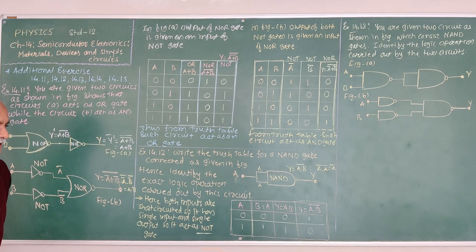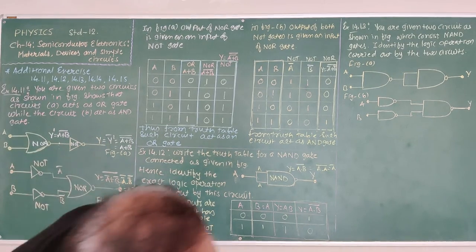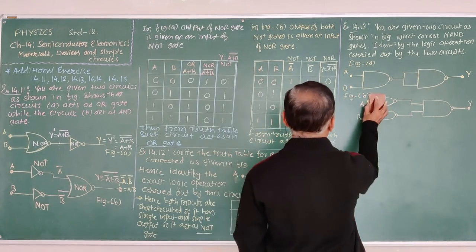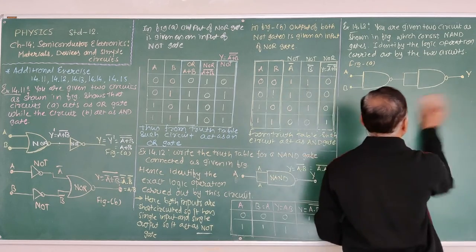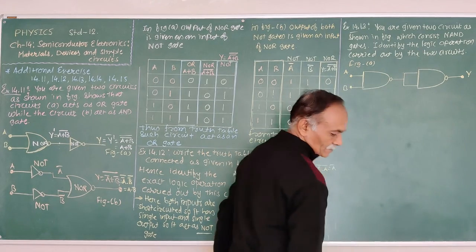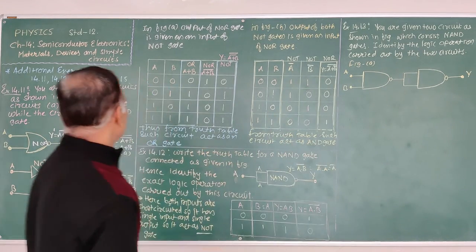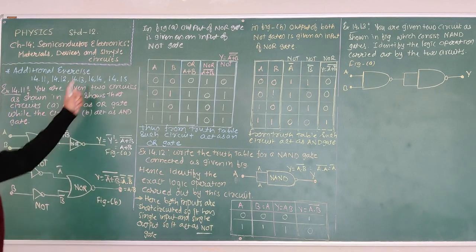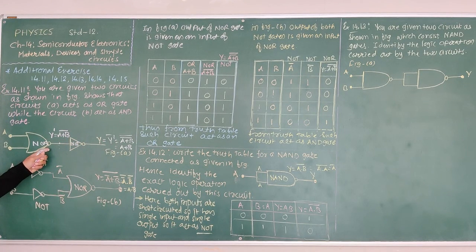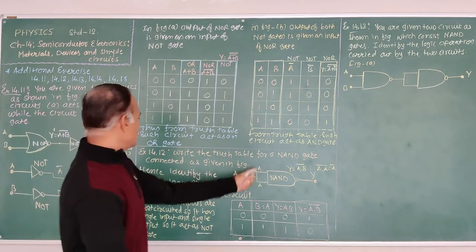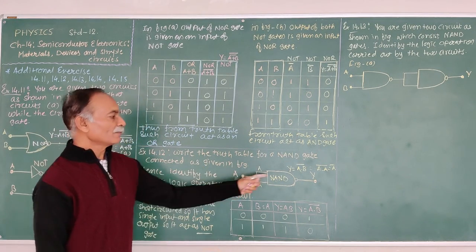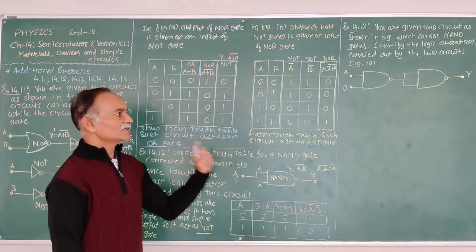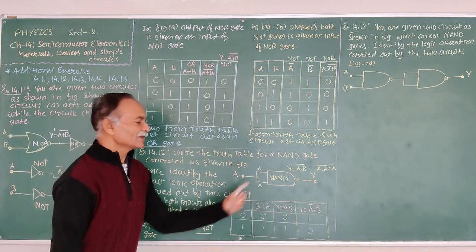Clear this? Okay. Now next, 14.13. First we consider figure A and then figure B. Here the NAND gate is given, similar to 14.11. How? Already we discussed in 14.12, if both inputs of the NAND gate are short circuited, it acts as a NOT gate.